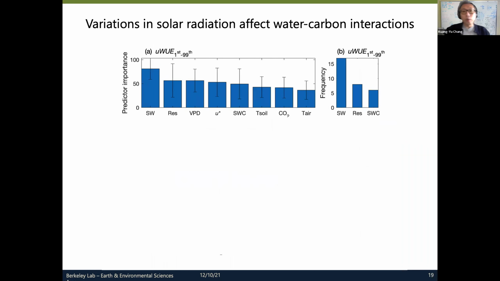So we build site-specific random forest models across the 40 sites to evaluate factors regulating water carbon interactions. Here on the left-hand side, bars and error bars represent the mean and standard deviation of the estimated predictor importance across the 40 sites. As you can see, after filtering out the large intersite variability, downwelling shortwave radiation becomes the most important variable modulating hourly water use efficiency across the 40 sites, and is also identified as the most important variable for most of the sites.